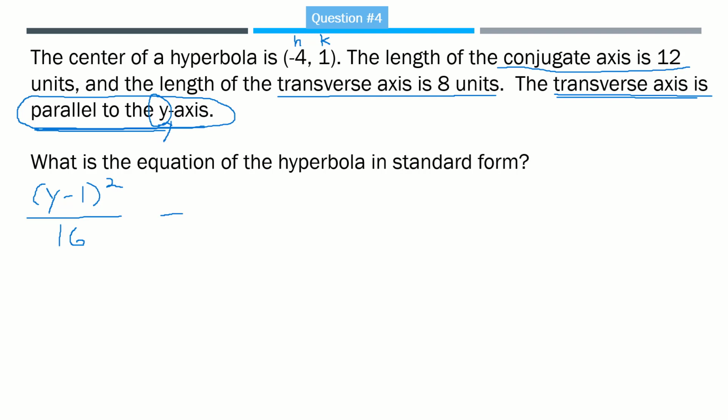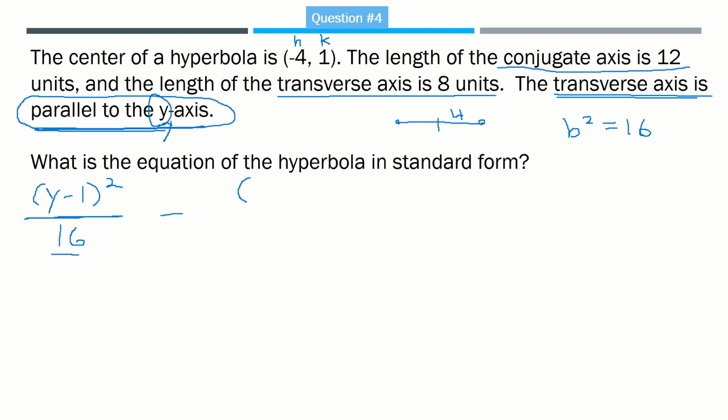So we put y minus 1 squared, and then the 16 comes from the transverse axis. The entire length is 8, so half of that is 4. That's going to be our b. If we square 4, we get 16. And that's what goes down here.